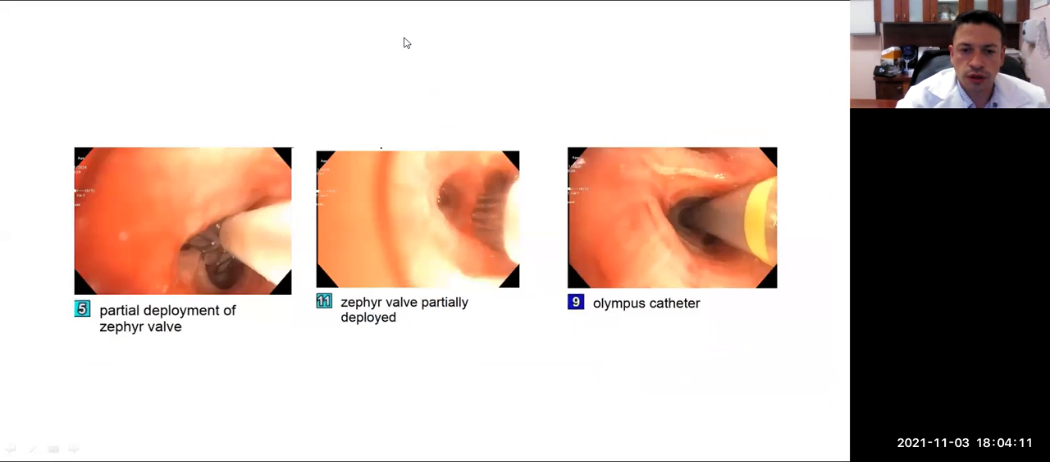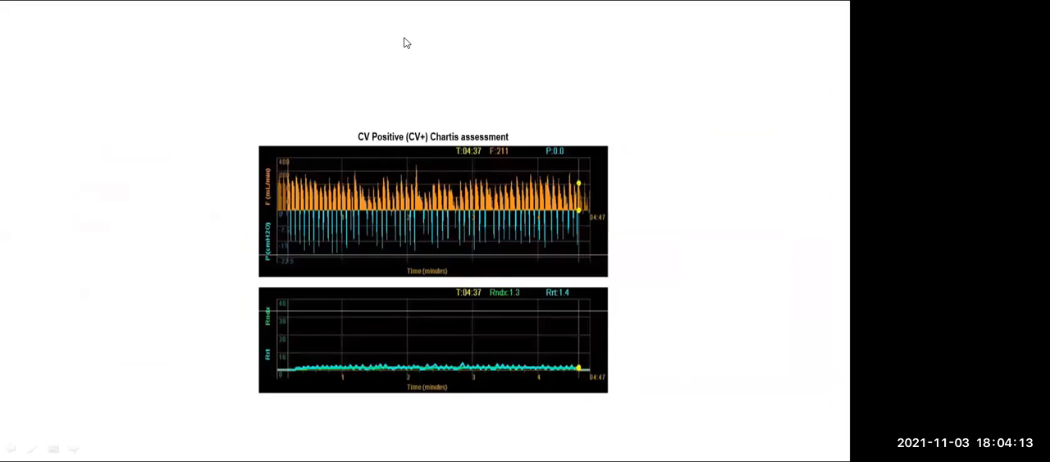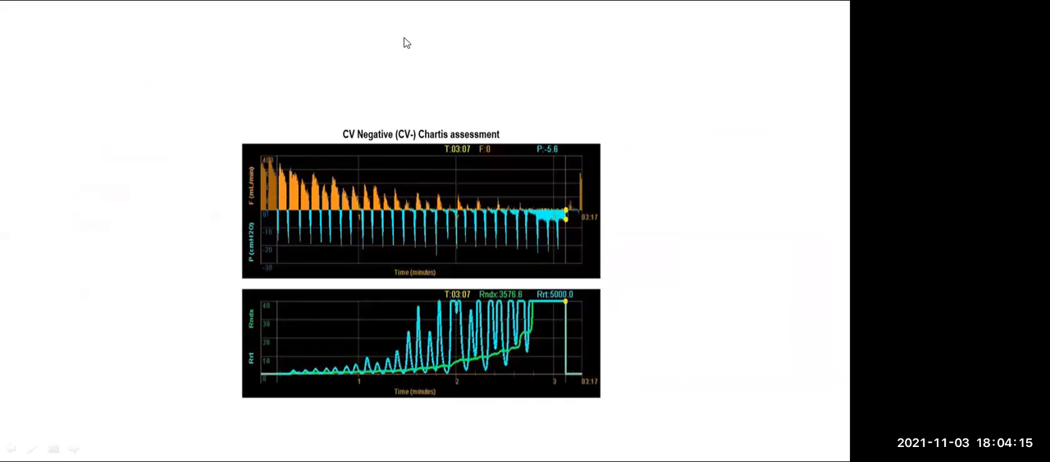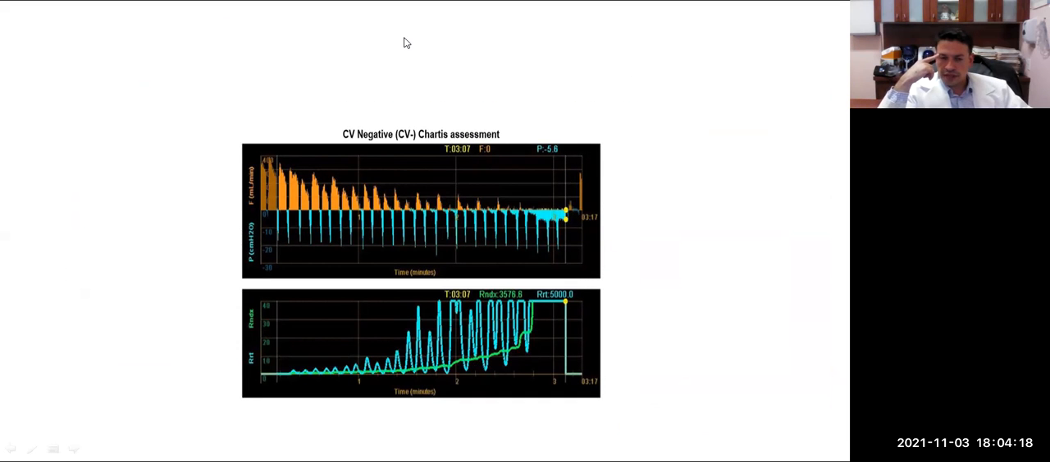Let me just go back to. So the flow goes down to 0 and then it comes back up again. This is expiratory flow, which is the top image. Flow, which is ml per minute, graphed over time in minutes, right? And this is like 3 minutes 7 seconds.